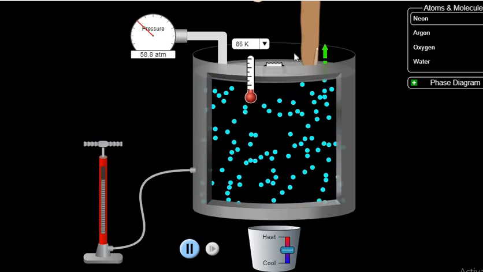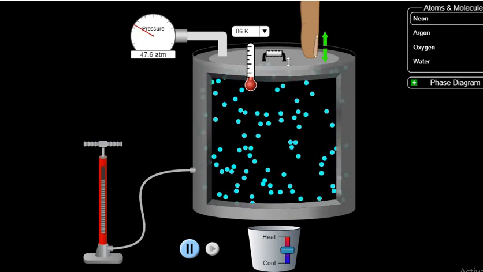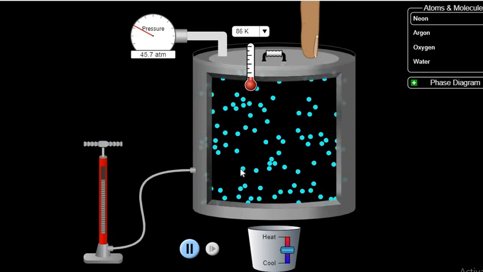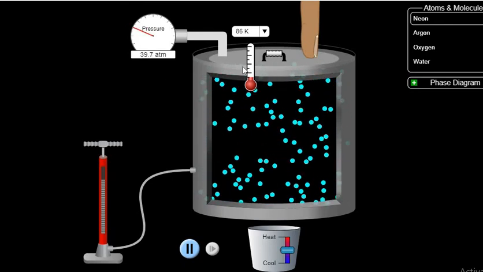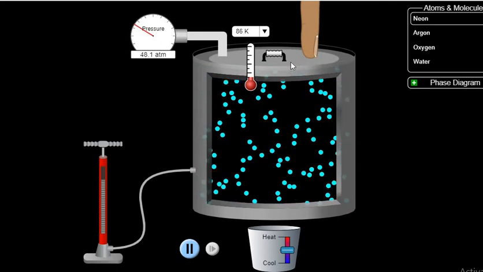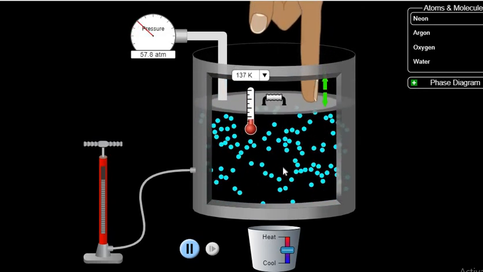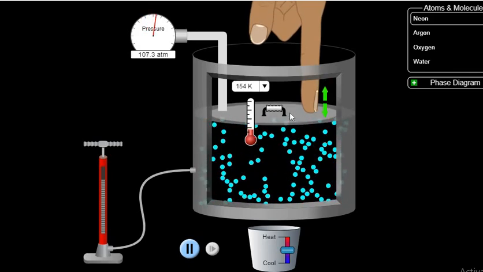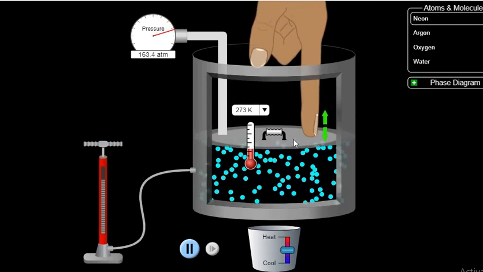I increase the volume. This is a very large volume, and look at the particles. The particles will occupy all the space inside the container, and I have a very low pressure. The particles move in very slow motion compared with these particles. Look when I decrease the volume. When I decrease the volume, look at the space between particles. The space between particles decreases.